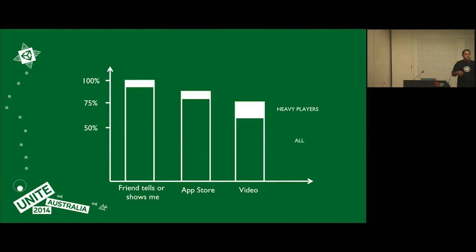Now, when we look at the heavy players, people who spend, say, $10 a month on a game, play more than 10 hours a week, and are very social about it, if we combine those segments, we see that 75% of those gamers find their games through video. That's a significant impact that video has.